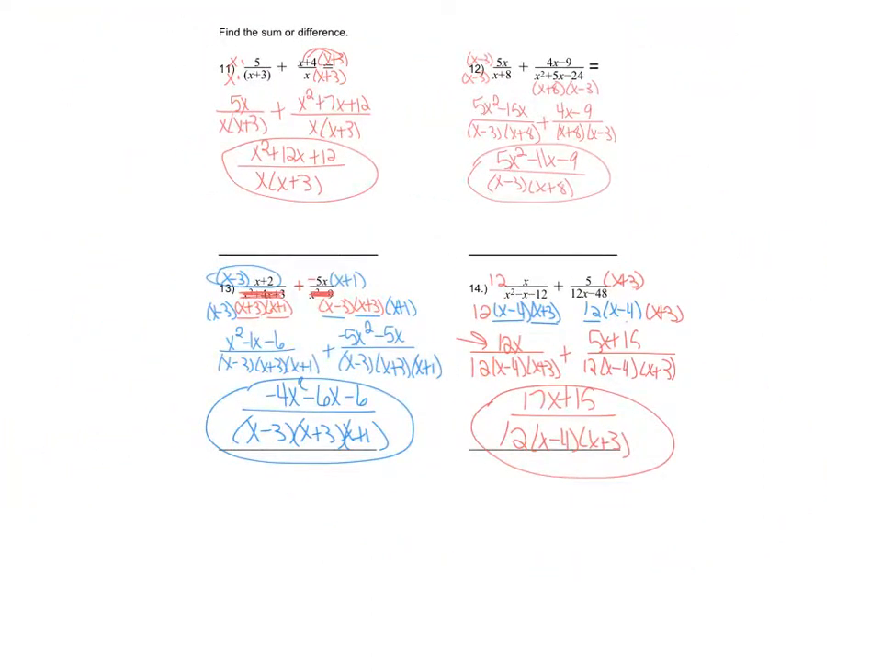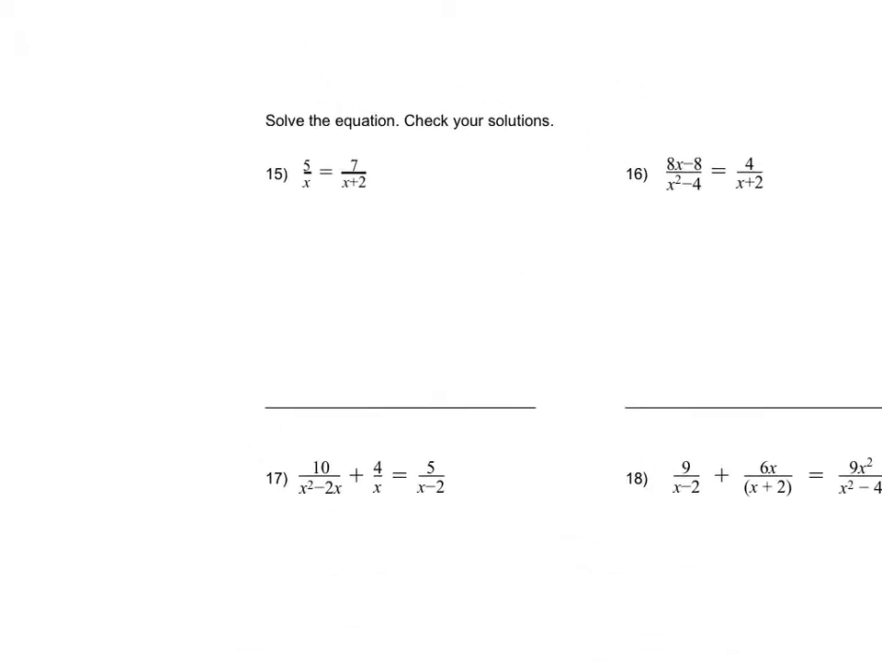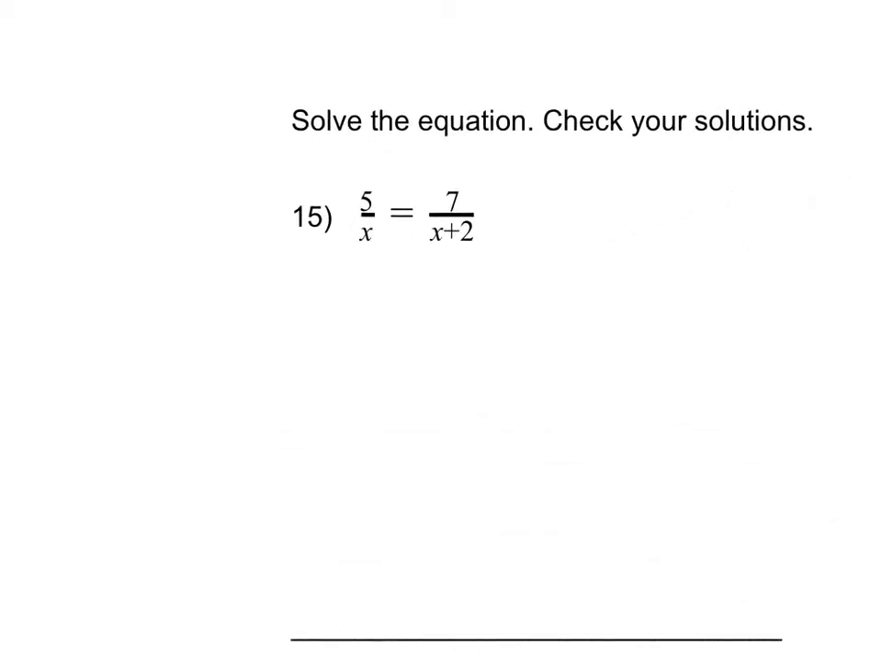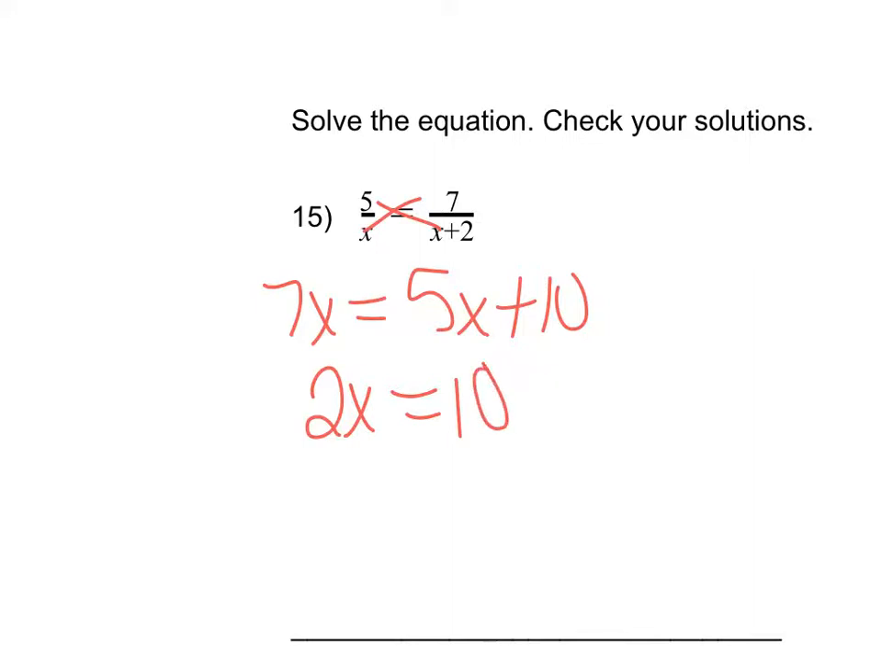There we go. All right, last couple of problems here we are actually solving this time. And remember, we talked about how to solve. We said we could either use common denominators to cancel out the fractions, or we could cross multiply. On number 15, the easiest route is just going to be to cross multiply. There's one term on each side. So I'm going to go diagonally and I can get 7x equals 5x plus 10. When I subtract 5x from both sides, I get 2x equals 10, and therefore x equals 5.